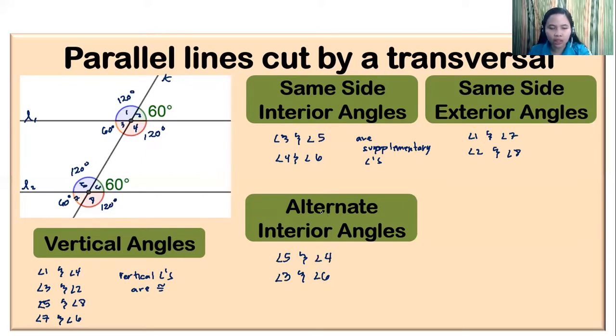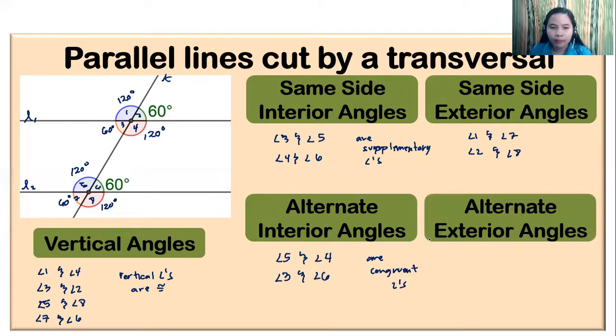And then interior, nasa loob po, like 5 and 4, 3 and 6. As you can see, they are congruent angles. So the measure of angle 4 is 120, equal to the measure of angle 5, which is 120 degrees, because alternate interior angles are congruent.